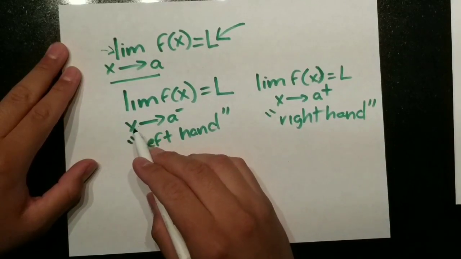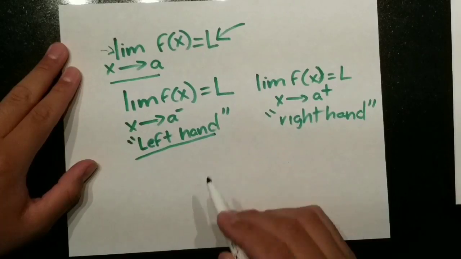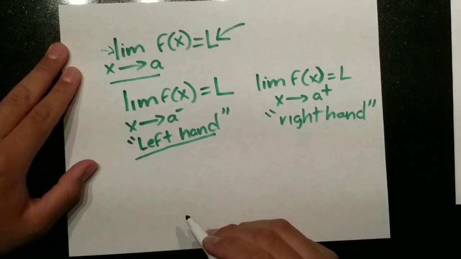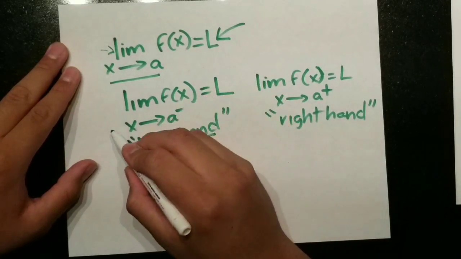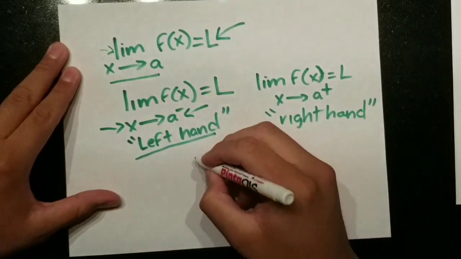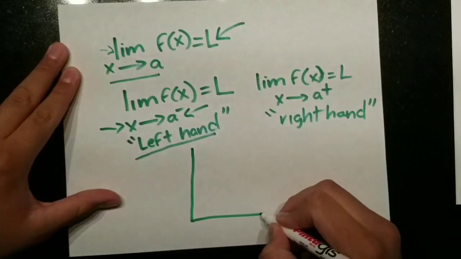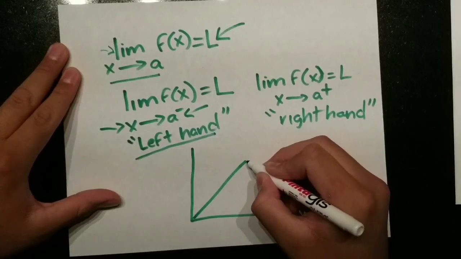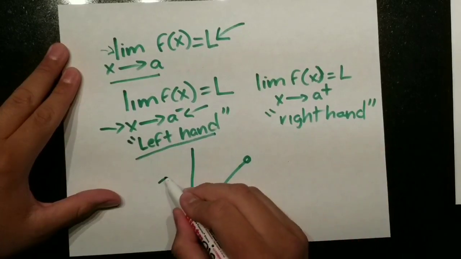The next notation is called the left-hand limit. This notation means that as x gets closer to a but remains at the same time less than a, the corresponding values of f of x get closer to L.